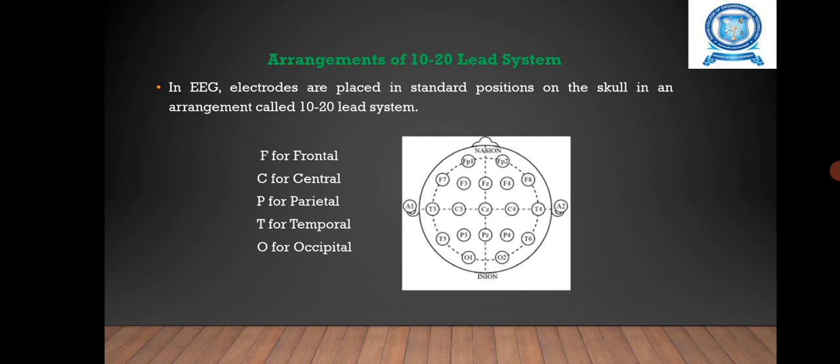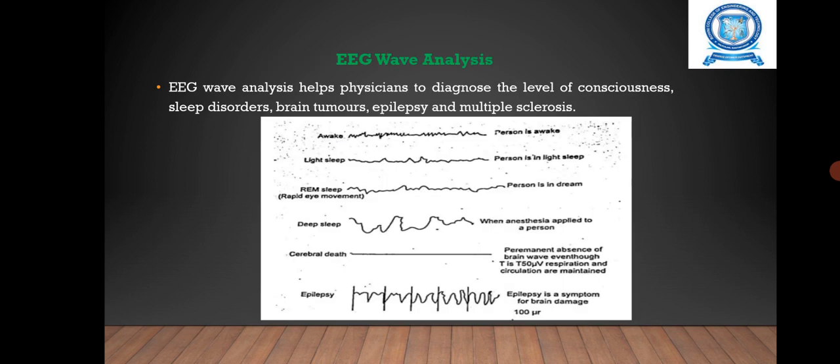Next is the arrangement of the 10-20 lead system. In EEG, electrodes are placed in standard positions on the skull in an arrangement called the 10-20 lead system. In this diagram, F represents frontal, C represents central, P parietal, T temporal and O occipital. It is achieved by the International Federation of Societies of EEG. Here, the electrodes are identified according to their position on the head. Odd numbers represent left side electrodes, even numbers represent right side electrodes. Z denotes midline electrodes.